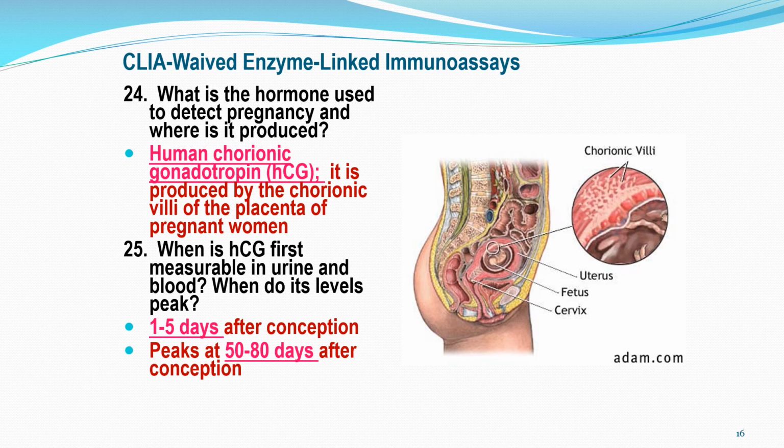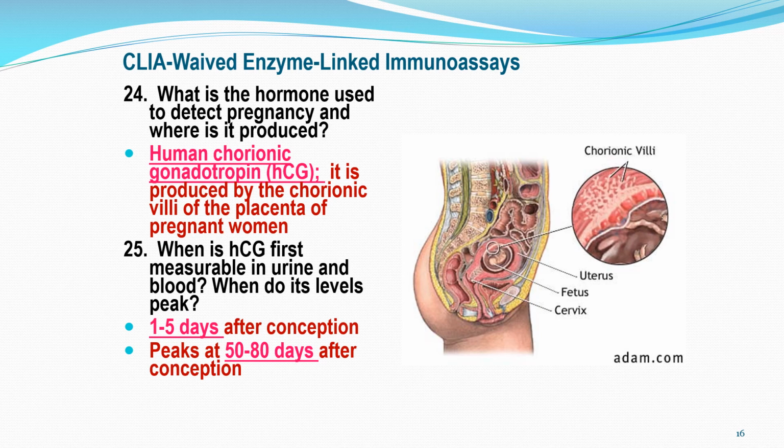Okay, guys, let's dive a little deeper into HCG, okay? Let's talk about what the hormone used to detect pregnancy is and where it's produced. So HCG, okay? It's produced by that villi of the placenta of the pregnant woman. So you can imagine as she becomes impregnated, right? Then she produces this villi, okay? And then the hormone is secreted from that villi.